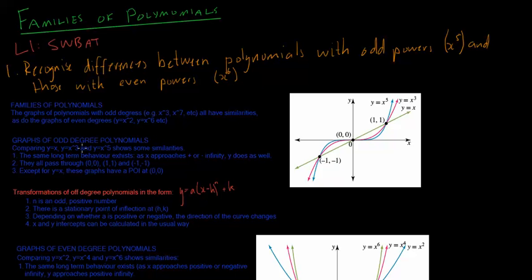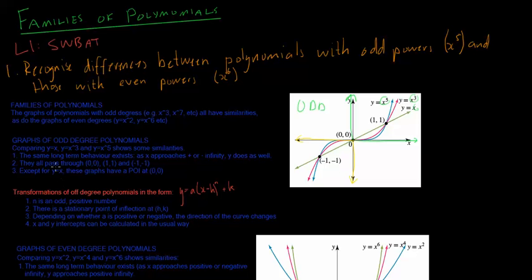So to first take a look at odd degree polynomials, the odd degree polynomials are sketched over here, or at least a couple of them are: x, x^3, and x^5. There are some similarities between these guys. They have the same long-term behavior. If x is approaching positive infinity, y is approaching positive infinity. And similarly, if x is approaching negative infinity, y is approaching negative infinity as well.